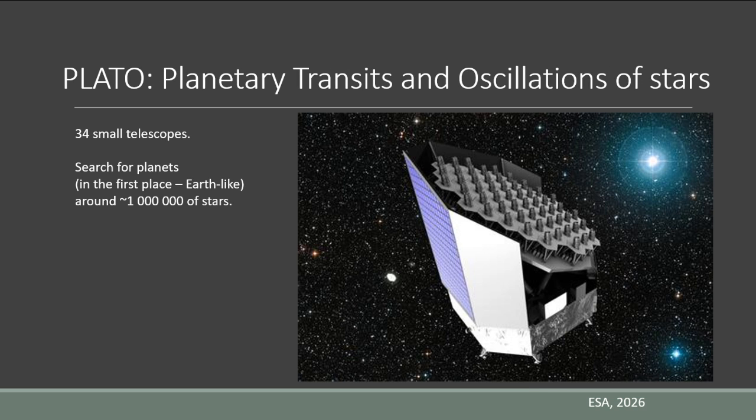The next big machine for planetary discovery will be Plato. It will be launched in 6 years, and it's expected that it will look for planets around millions of stars, and so we expect that tens of thousands of exoplanets will be discovered by the transit method, just by this satellite.